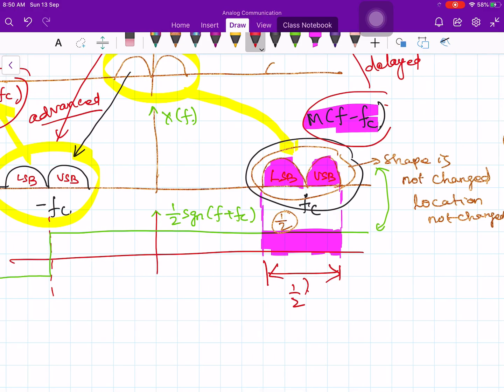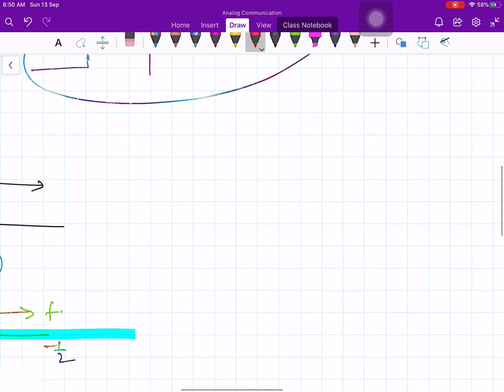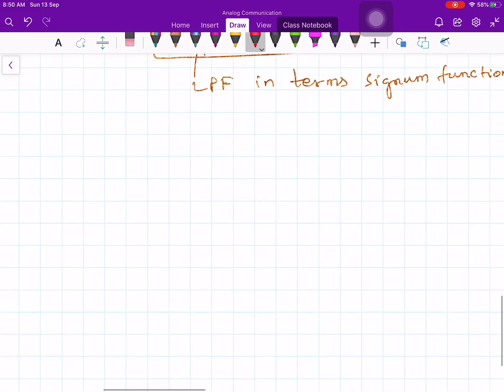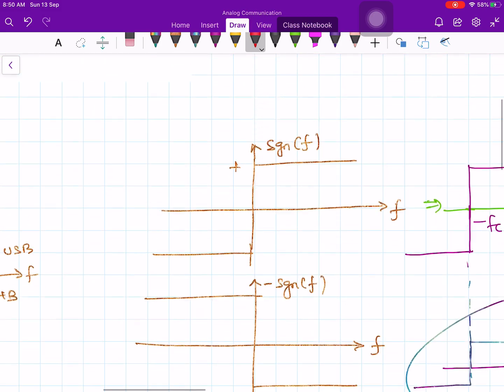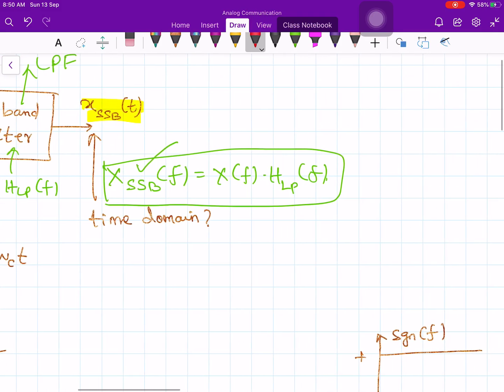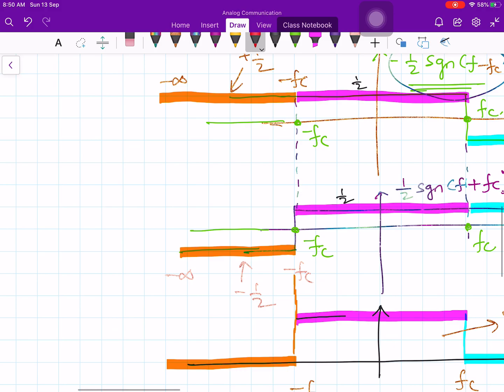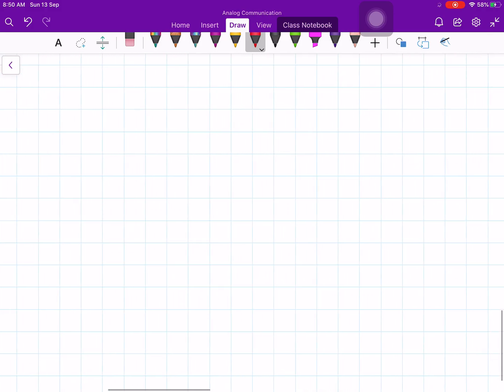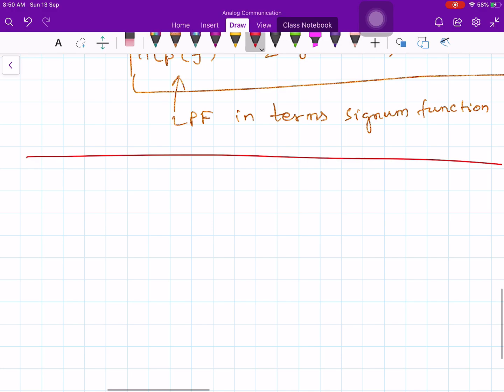Similarly, you can derive one more result. Before that, let me multiply these two. Therefore the output is, recall from the figure, X suffix SSB of f is equal to X of f times H low pass filter of f. Let us multiply, and then we will come back to this thing. So X SSB of f is equal to X of f times low pass filter HLP of f.